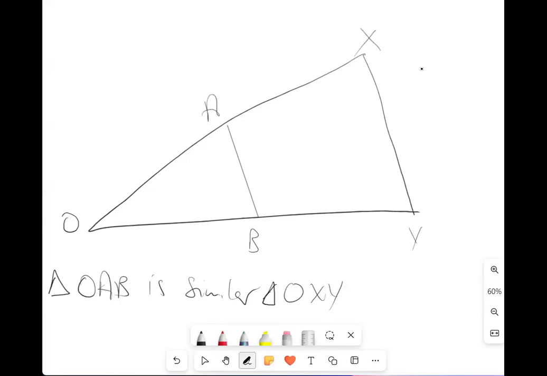And that would mean that this angle will be the same as that angle, and this angle will be the same as this one. And then the ratio of the sides, like OX over OA, will be the same ratio as OY over OB, and that sort of thing. The ratios of the sides will be the same, because one is just a bigger version of the other.